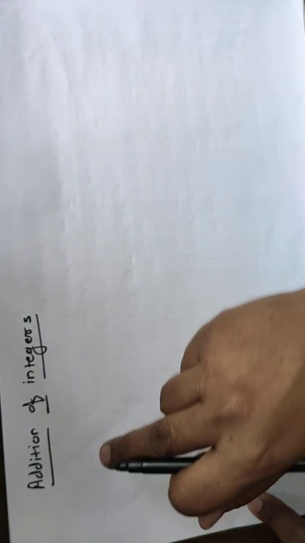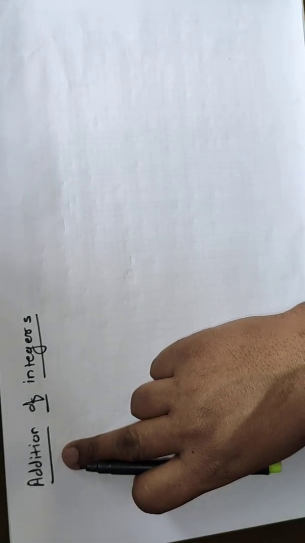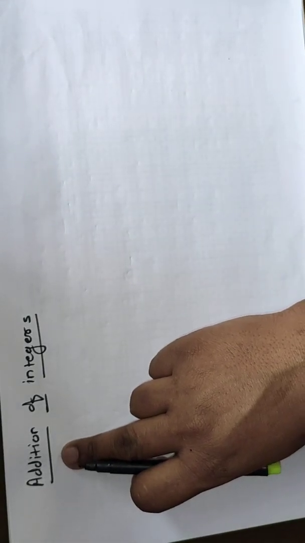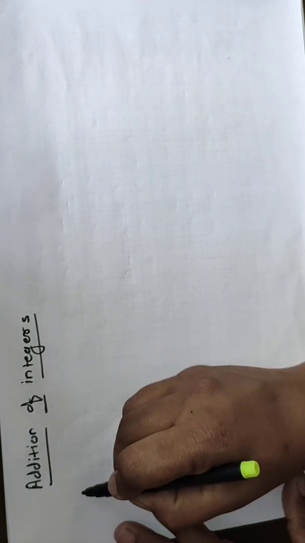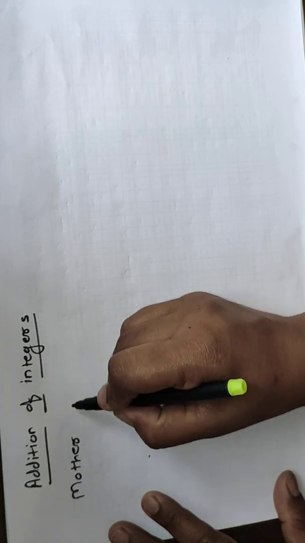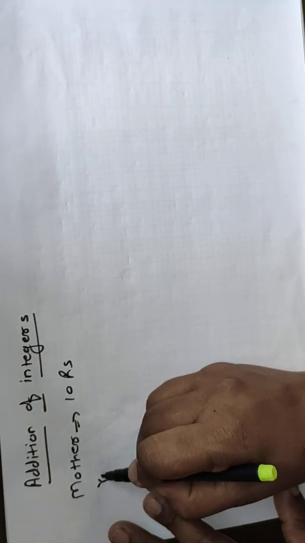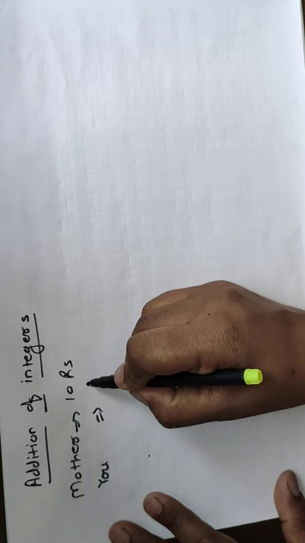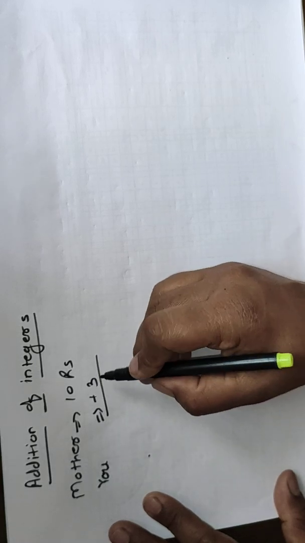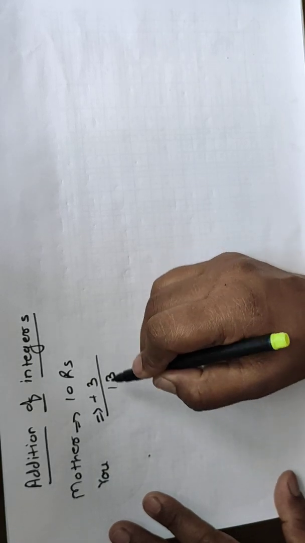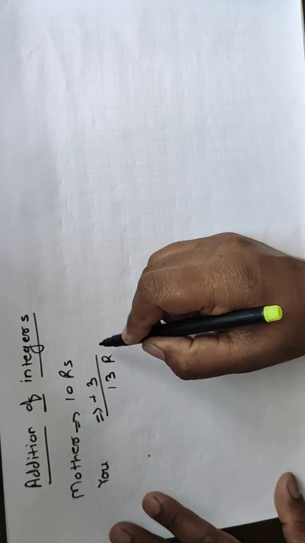So to those 3 rupees, 10 rupees are added. What happens? It increased, so you have to add. Now how many rupees do you have? You know it is 13 rupees. Your mother gave you 10 rupees, and you already had 3 rupees. Now how many rupees do you have in total? 13 rupees.